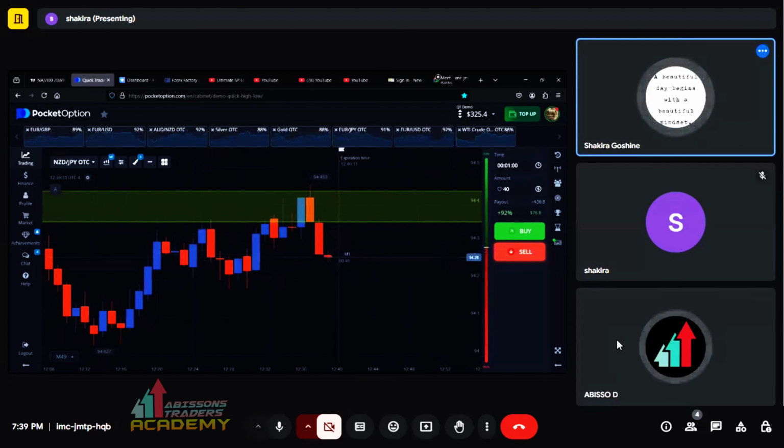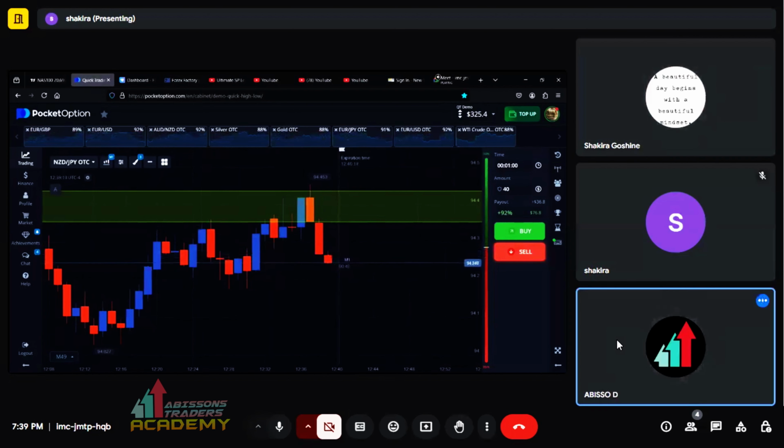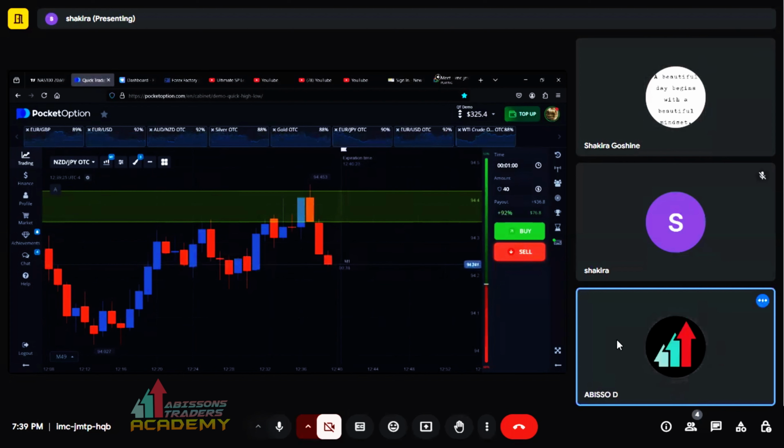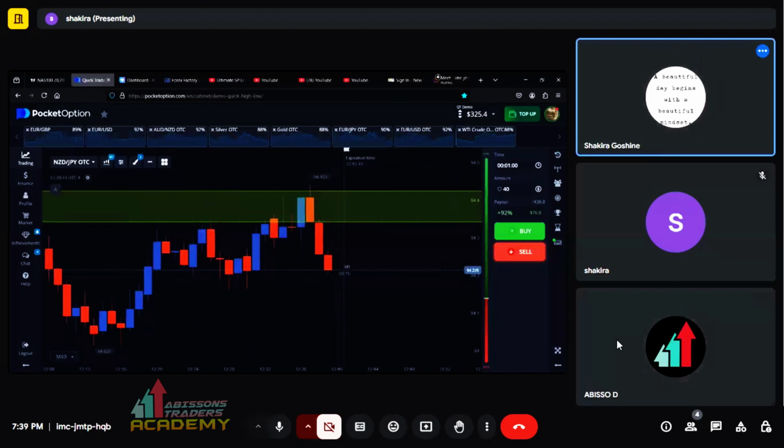You just identify the zones, you identify the reversal points, then you make sure you cover the wicks while you're drawing the zones. Then after that, you wait for a good entry at the upper line of the rectangle or the lower line. If it's a buy, you place at the lower line. If it's a sell, you place at the upper line of the rectangle, because that's the safest entry if you're using 1 minute, right? Yes.